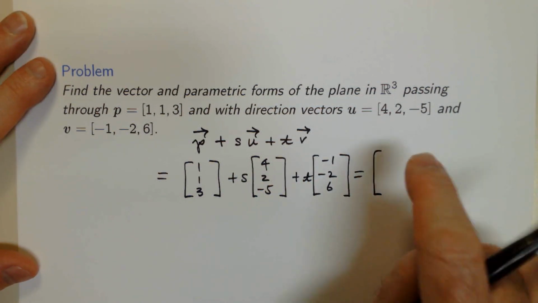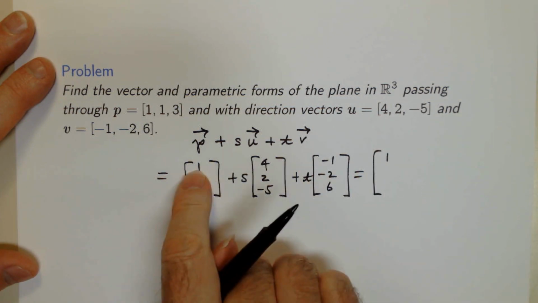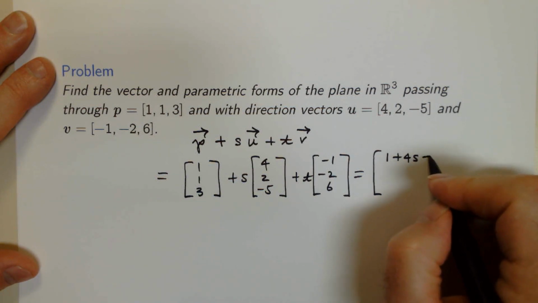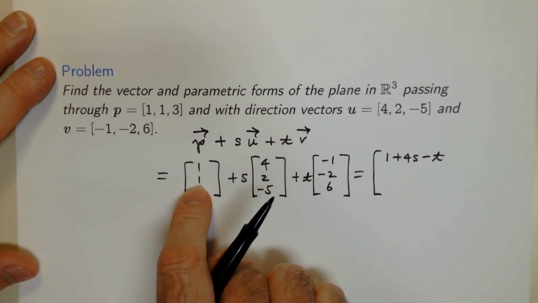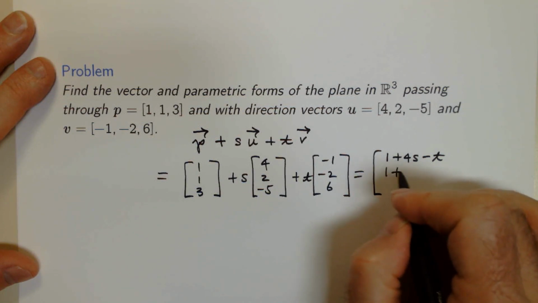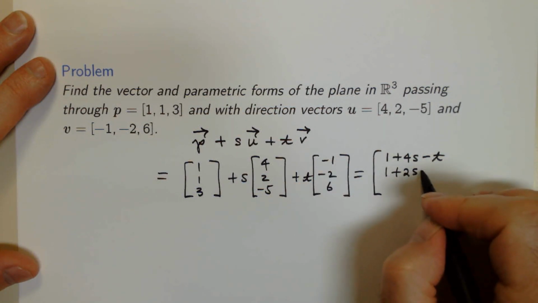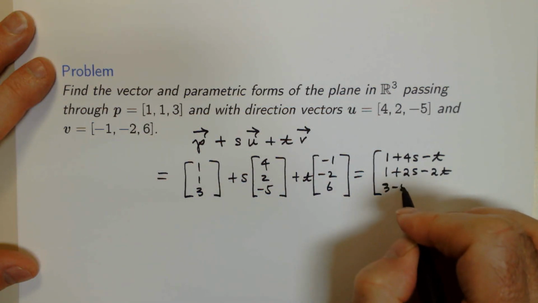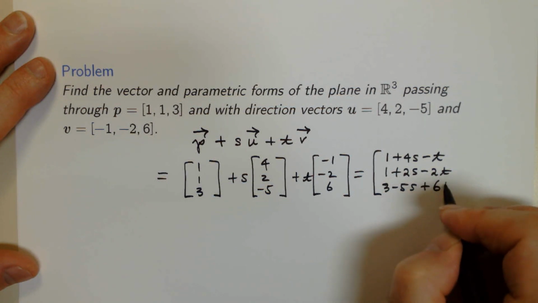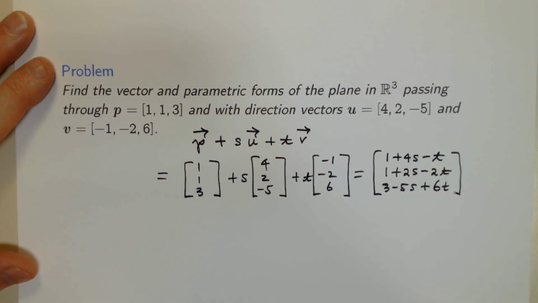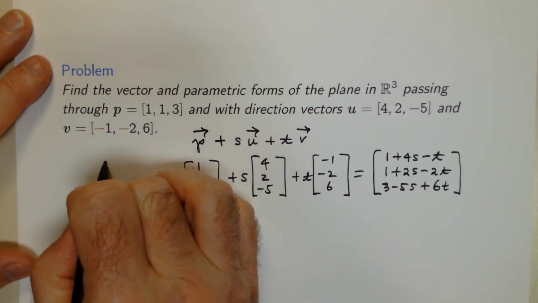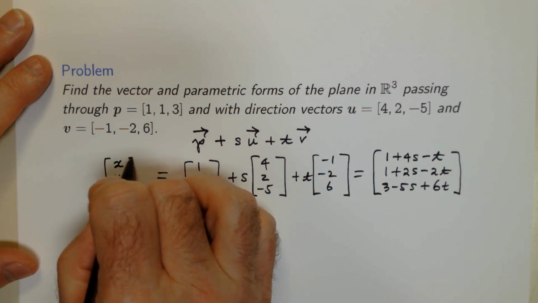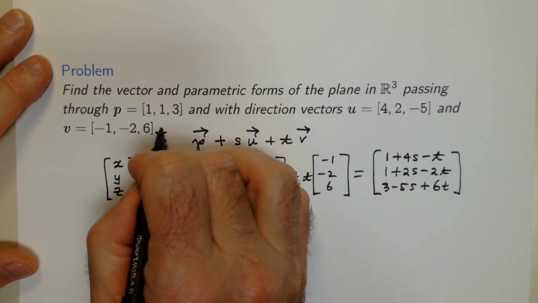Now, that's going to result in a first component, which is going to be 1 plus 4S minus T. In our second component, we're going to have 1 plus 2S minus 2T. And then finally, we'll have 3 minus 5S plus 6T. And we can think of the generic vector that's determining as having components X, Y, and Z. All right, so we'll call that vector X.